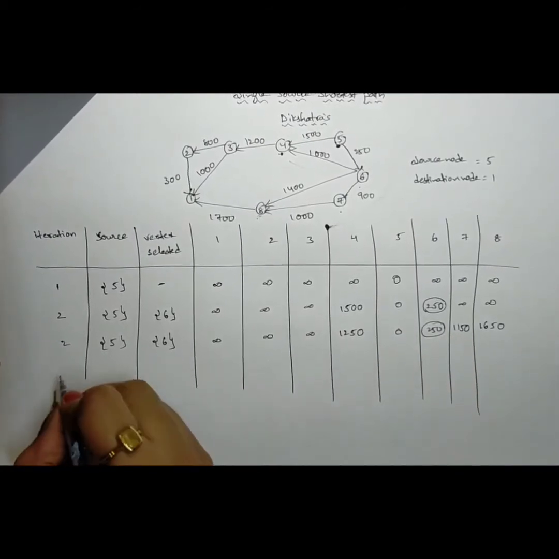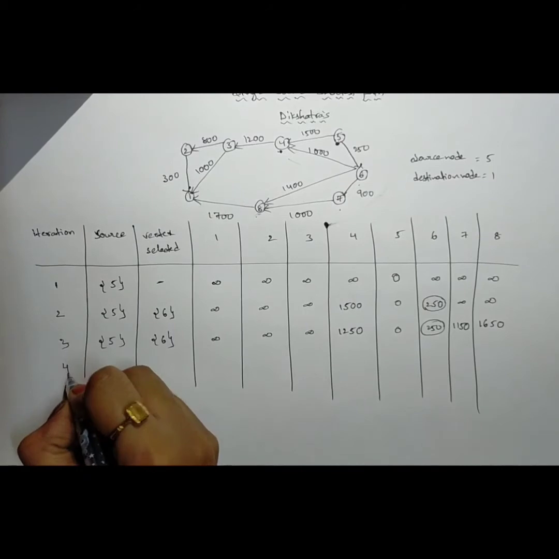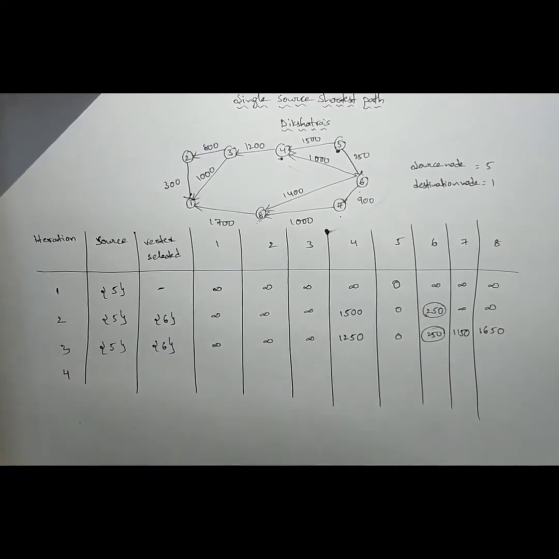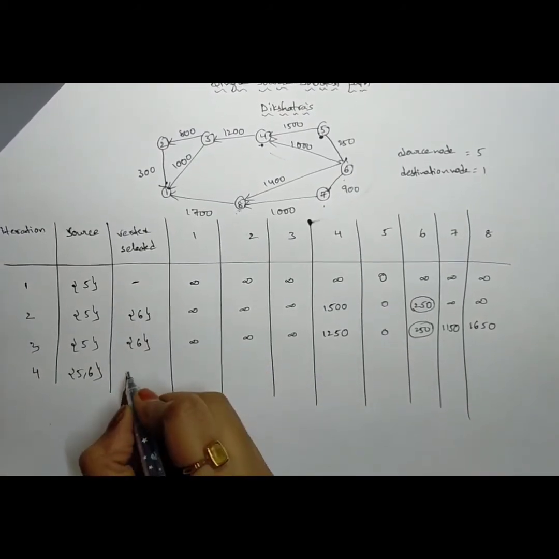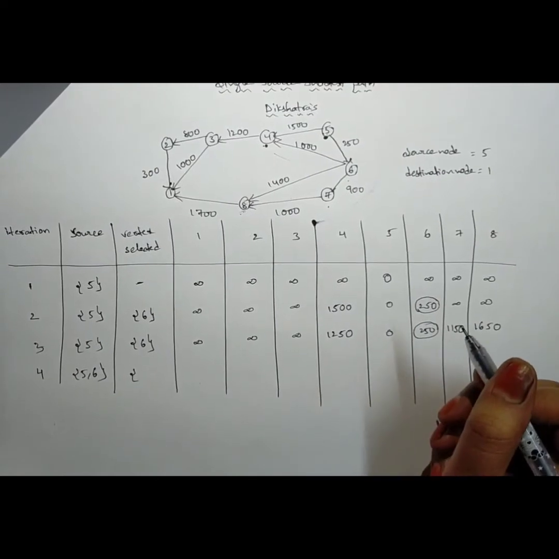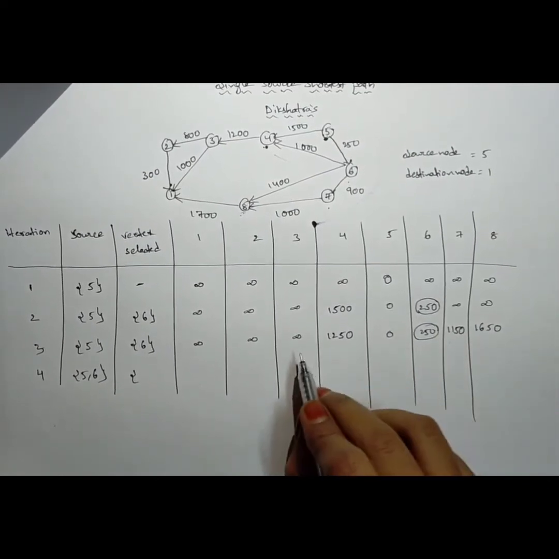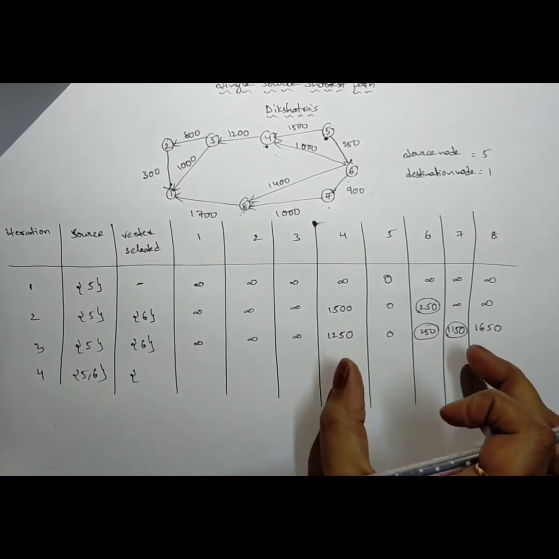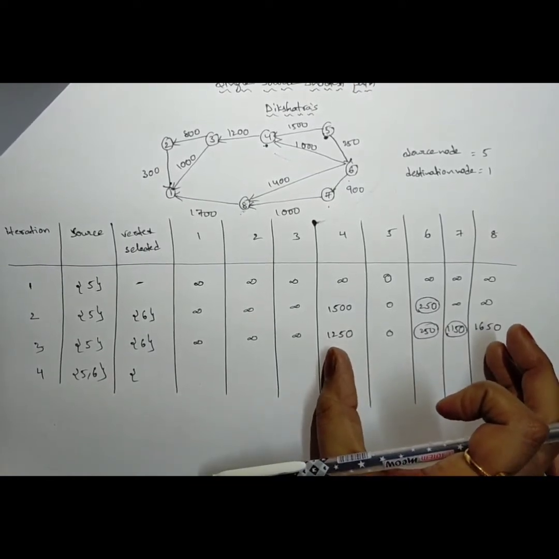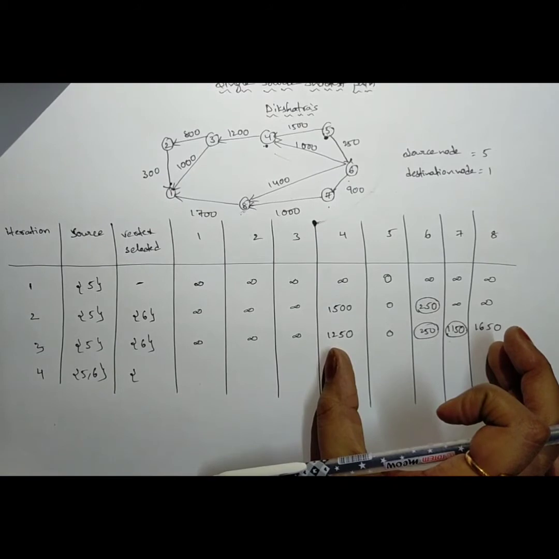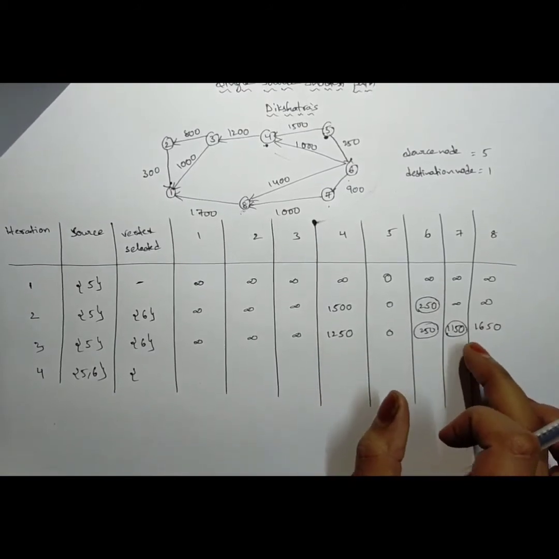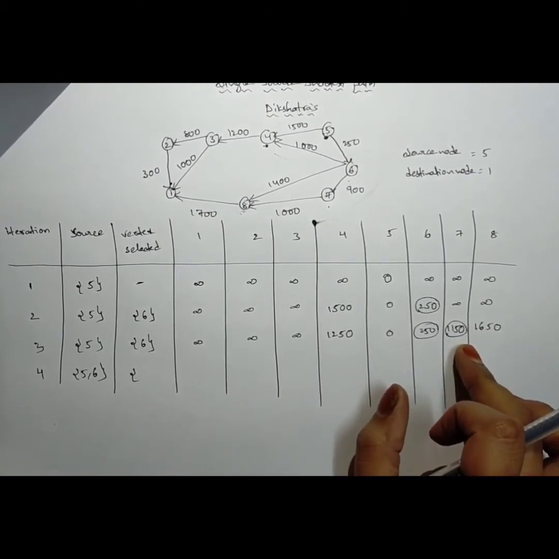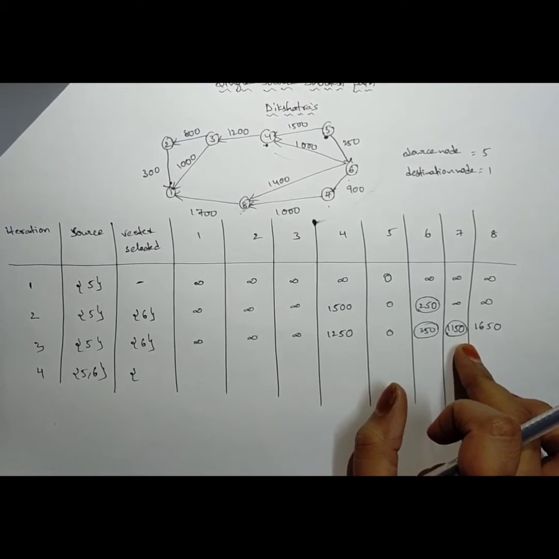Okay, next, fourth iteration. Now you need to select the vertex with the smallest distance, that is this one, 1150. The smallest value from these values 1250, 1150 and 1650 is 1150. So I am choosing this 1150 as the next vertex to travel.